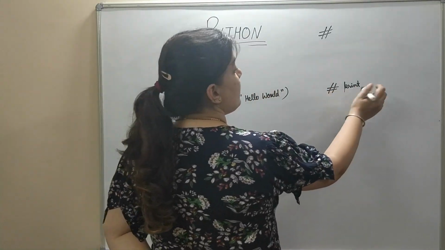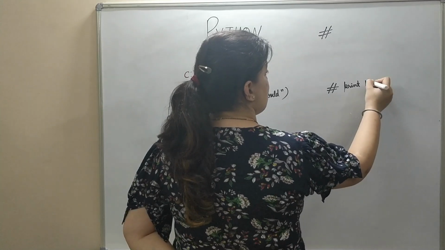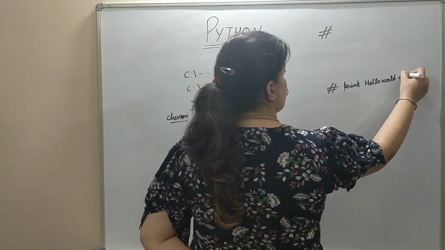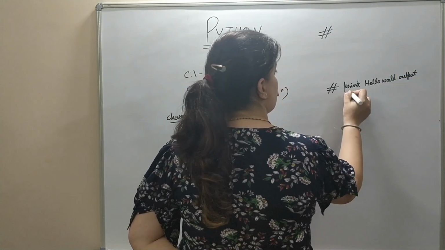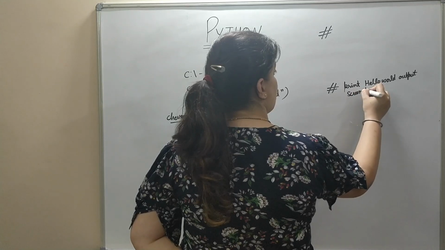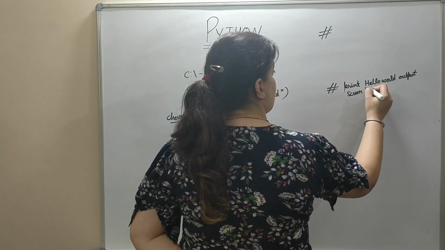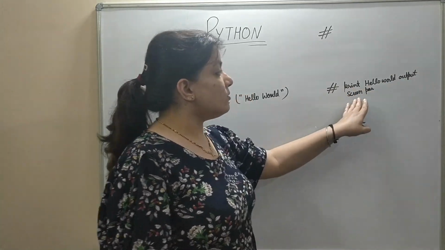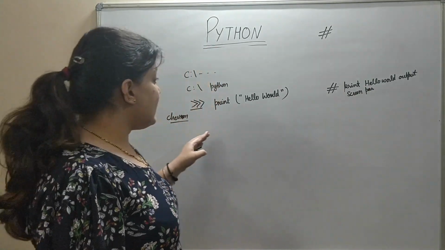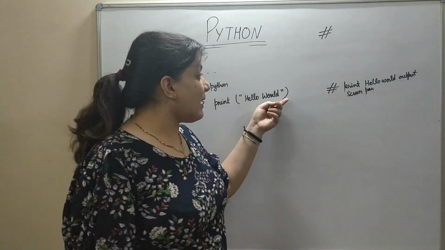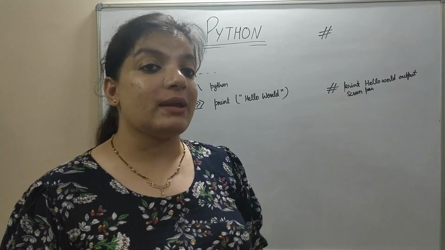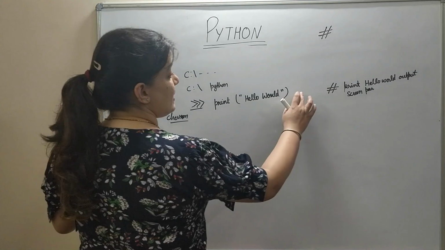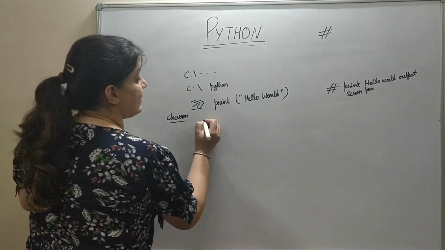So here I am writing print hello world on the output screen. We write this print hello world on the output screen, so that is the purpose of this line. When we write this code, we don't need to write a semicolon, we just need to press enter. After we press enter, we will get the output immediately.